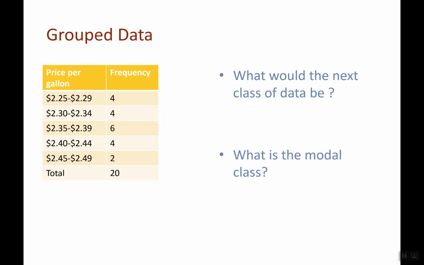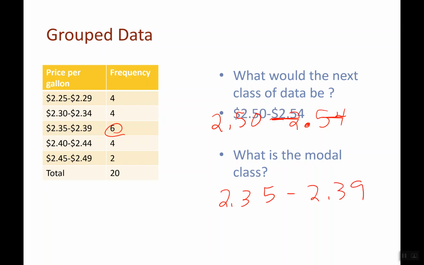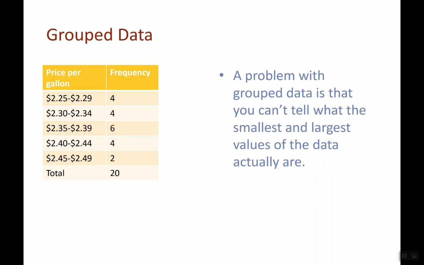So for the first question, what would be the next class? Well, we would pick up at 249 and we would go to 250. Notice that if you look, it's always adding 4. So this would go 250 to 254. The modal class says what happened the most. Well, 6 is the highest number, and that represents 235 to 239.